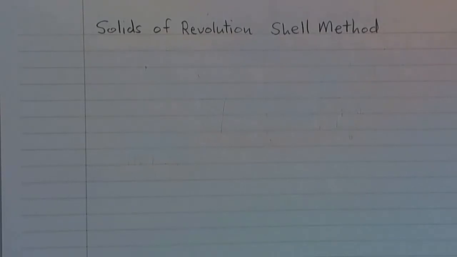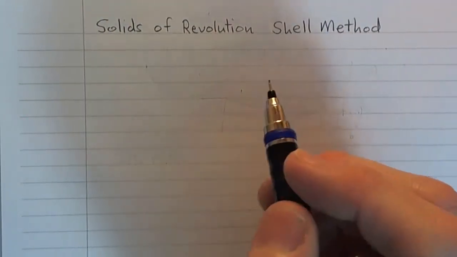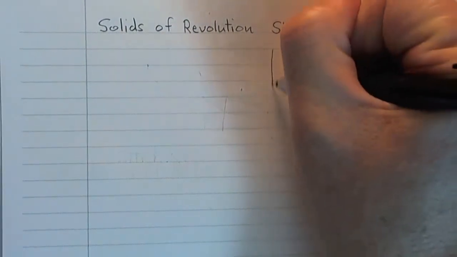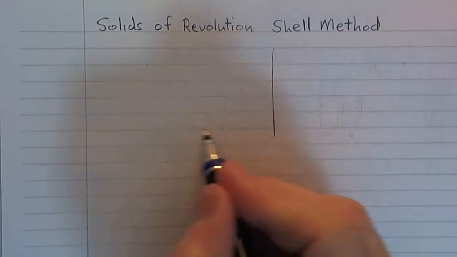Now that's just a general statement. So let's look at the shell method and see how it works. Let's just think about a curve. I'll just draw a generic curve here.